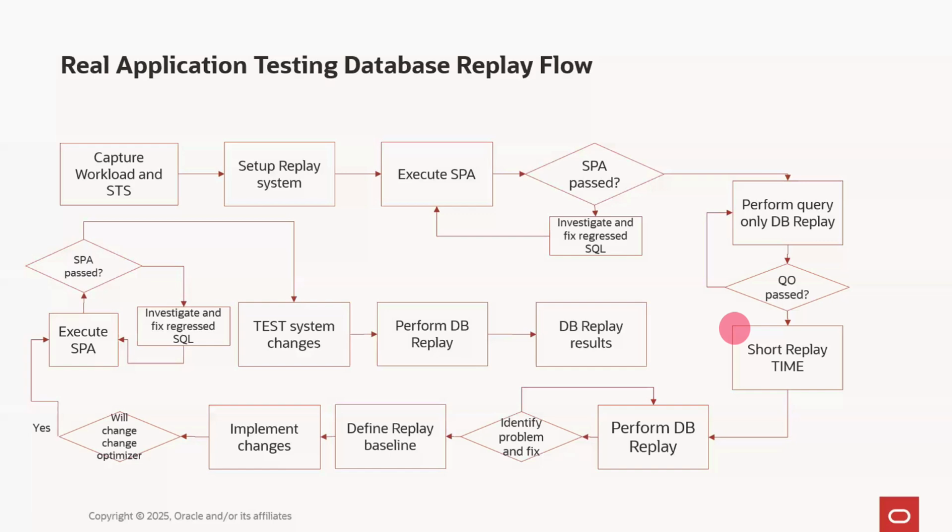Okay. So we will run the replay using time. We perform the replay. We identify and fix problems. And then we will define our replay baseline. What is the baseline? So when we run the replay, there are two types of validations that we will have to analyze. The first one is a functional validation. Is the data coming from my replay valid? Is it something that I can use?